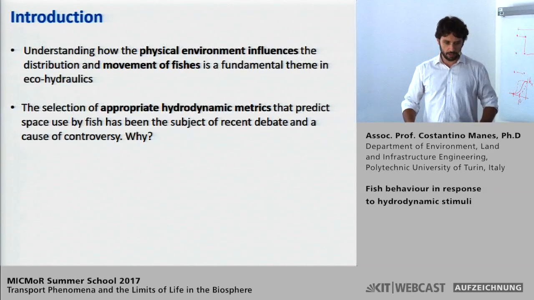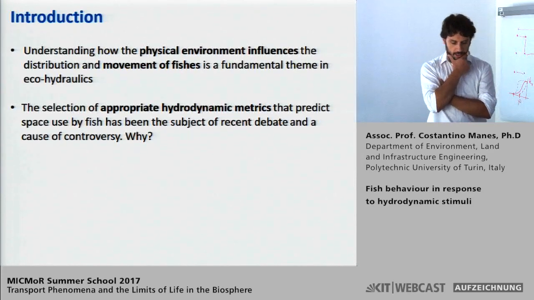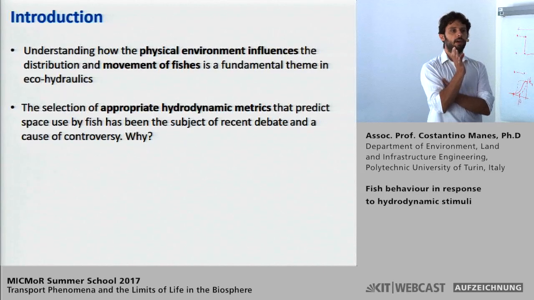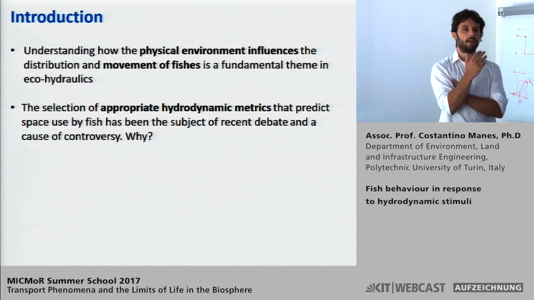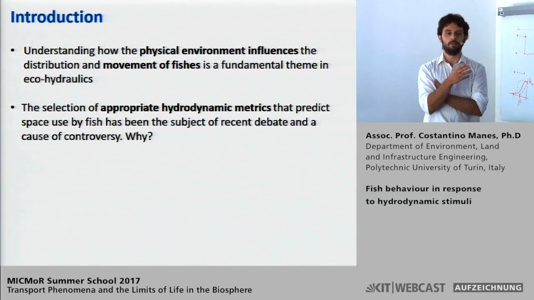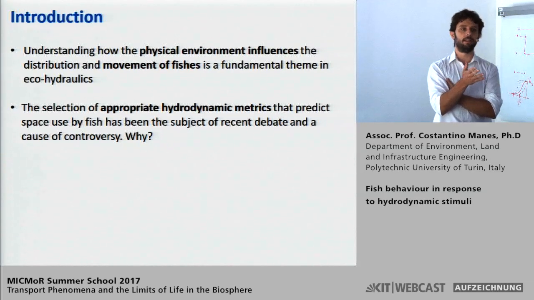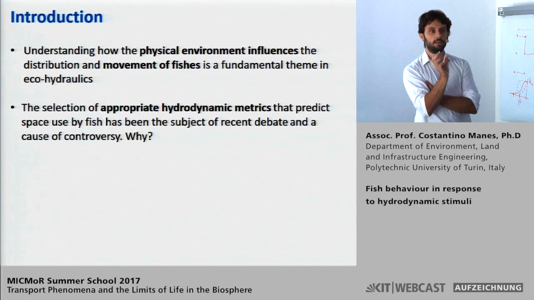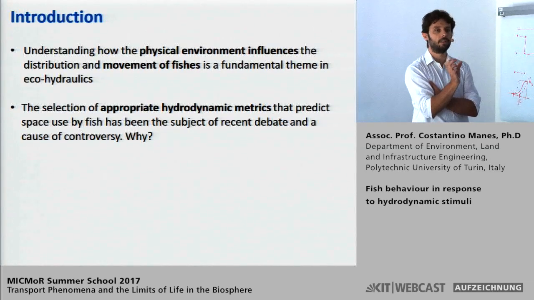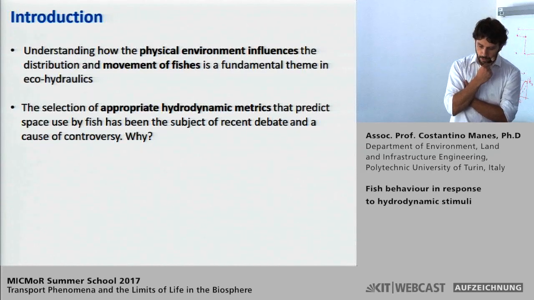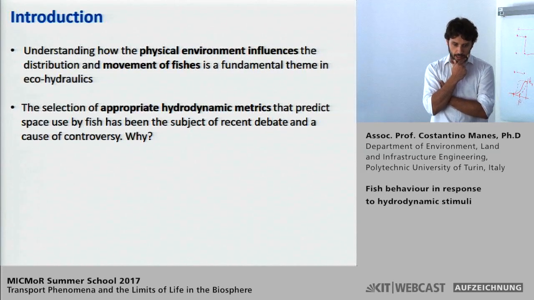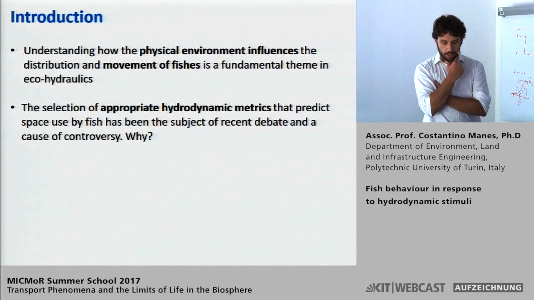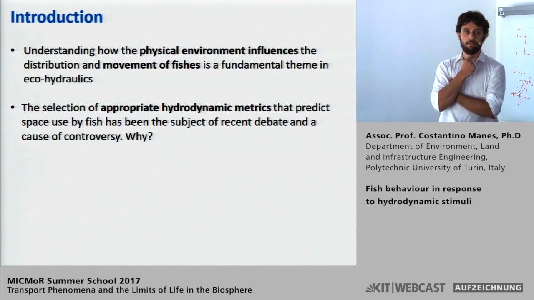What we wanted to do in this study was get a better understanding not so much of how fish swim while migrating, but of how fish, when not migrating, choose their space, their habitat, as a function of only the hydrodynamic properties of this habitat. We wanted to isolate the effect of hydrodynamics on space use. And this clearly has lots of important implications. Understanding how the physical environment influences the distribution and movement of fish is a fundamental theme in ecohydraulics.